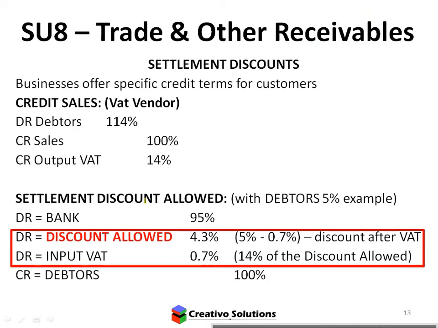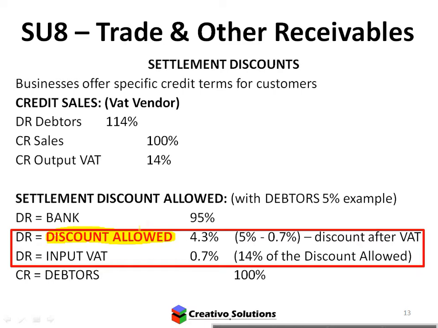Right, so we're looking at a settlement discount. A settlement discount will apply to a debtor and a creditor. But if I'm looking at a debtor, is it going to be discount allowed or discount received? Which one? We just spoke about it. Discount allowed. You'll never have discount received with a debtor because it doesn't make any sense. You're not paying, they're paying. So if the debtor's paying the business, you allow them a discount.